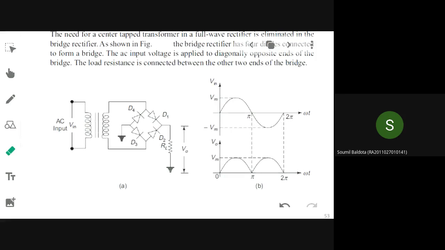Second case, when the input is going through a negative transition, D1 and D3 will be put into cutoff. They will be open. But the remaining two diagonally opposite diodes will come into conduction and they will be connecting the input to the output, but in the reverse side. Alright, so this is how the action happens for the bridge full wave rectifier.